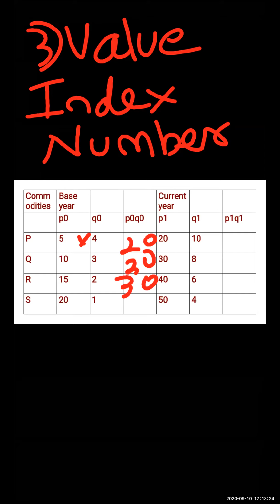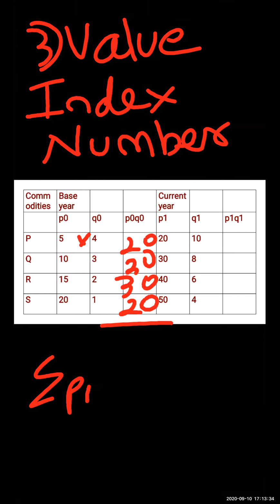So the next step is you need to add P0Q0 to get summation P0 Q0. Add 20 plus 30 plus 30 plus 20. What is the answer? Yes, good. 100 is the answer. Jigna?